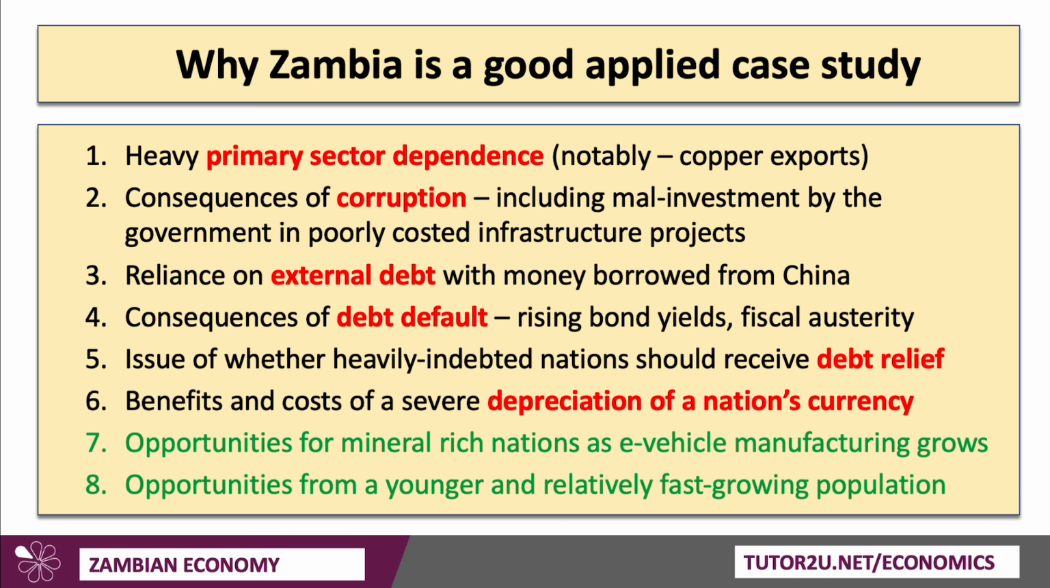When you issue new debt, the yield you pay is 30% on new bonds. And often when you get that bailout from the IMF, they insist on fiscal austerity, cuts in government spending, cuts in spending programs, which then have a direct effect on people's lives. Zambia is a good country to think about whether it should receive some form of debt relief or debt cancellation. It's also a good country to think about the benefits and costs of a big depreciation of their currency. The kwacha has fallen by 30%.